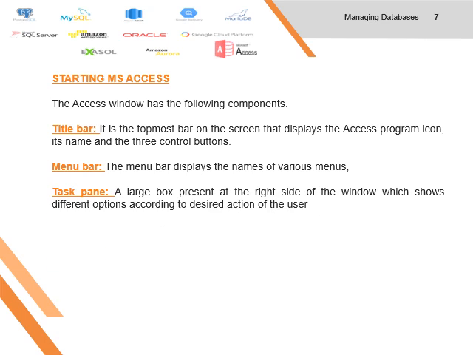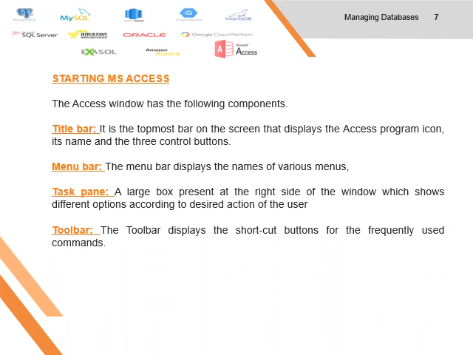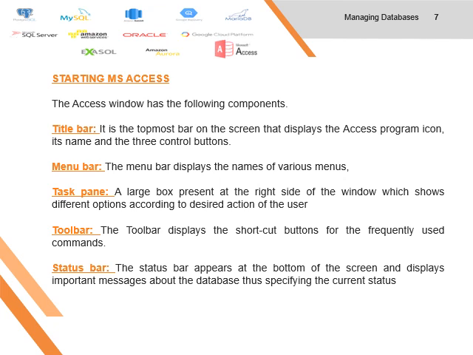Task pane, a large box present at the right side of the window which shows different options according to desired action of the user. Toolbar, the toolbar displays the shortcut buttons for the frequently used commands. Status bar, the status bar appears at the bottom of the screen and displays important messages about the database, thus specifying the current status.